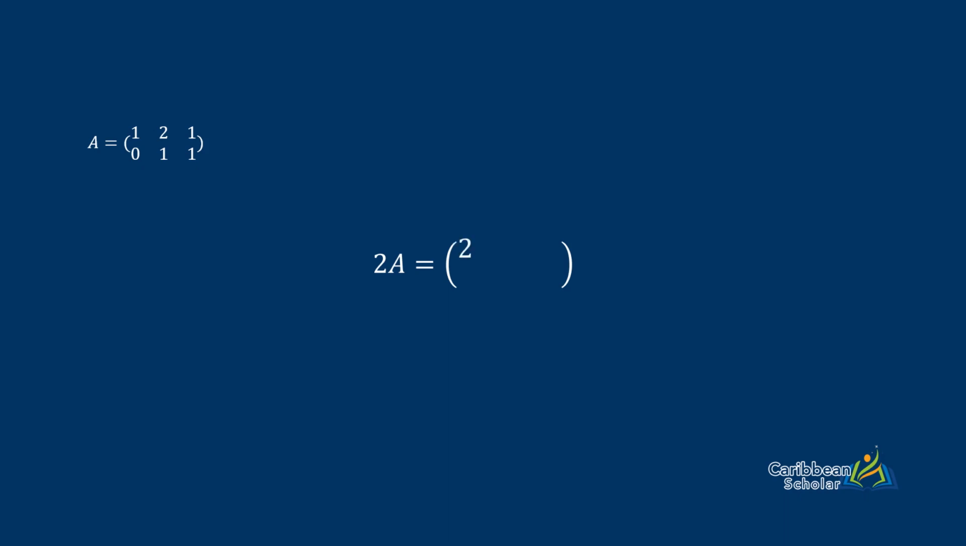And then 2 by 2 is 4. And then 2 by 1 again is 2. 2 by 0 is 0. 2 by 1 is 2 again, and 2 by 1 is 2.